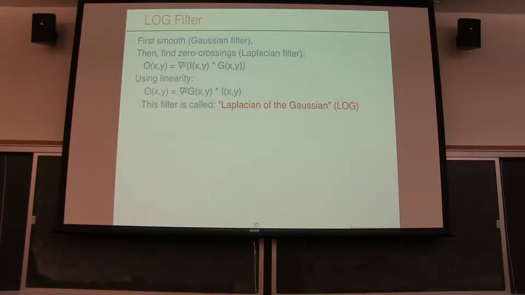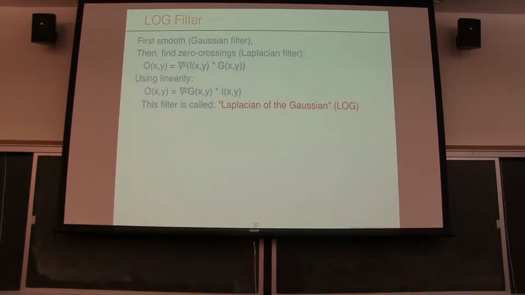Well, first we could smooth with a filter. We can pick box or Gaussian. Let's pick Gaussian. And then I find the zero crossings of the convolution of the filtered image using the Laplacian mask. So I have the image filtered with a Gaussian filter, and the result, I get the Laplacian.